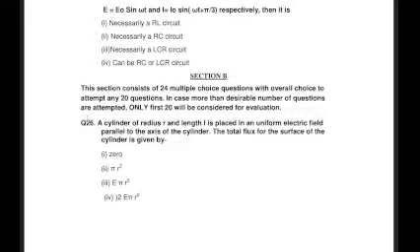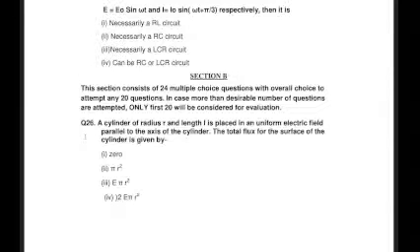Section B. This section consists of 24 multiple choice questions with overall choice to attempt any 20 questions. In case more than the desirable number of questions are attempted, only the first 20 will be considered for evaluation. Please note, only the first 20 will be considered for evaluation.